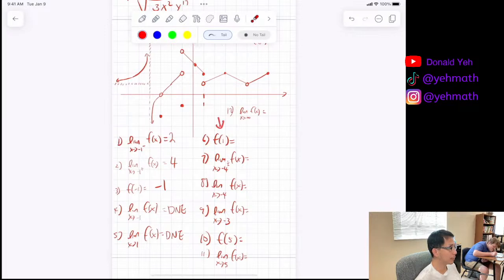You cannot see that far? F of 1 is no. Giovanna, you want to sit in the front? No, I have the graph on my phone. I think it's supposed to be like that.